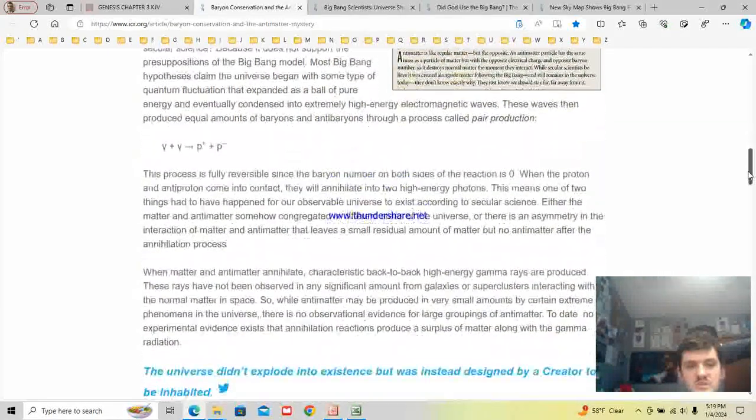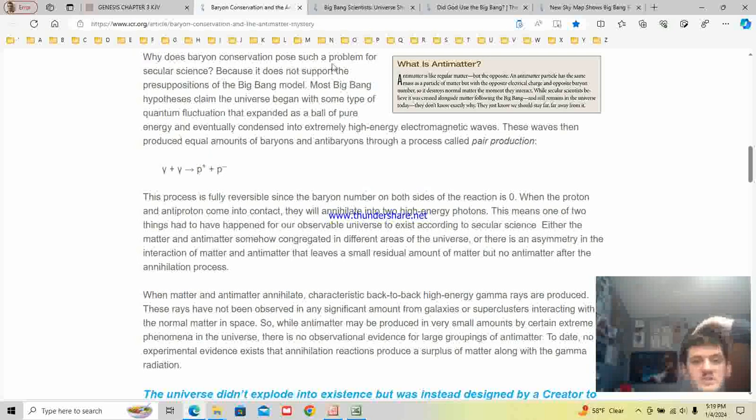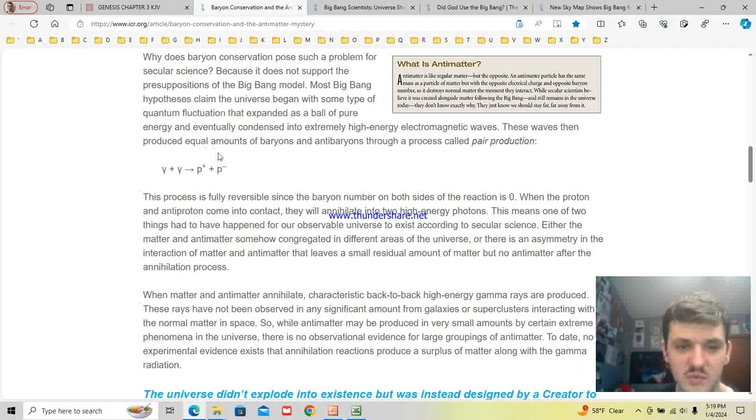The antimatter mystery. Why does baryon conservation pose such a problem in secular science? Because it does not support the Big Bang model. Most Big Bang hypotheses claim the universe began in some type of quantum fluctuation, expanding from a small point of pure energy, potentially condensed into extremely high energy electromagnetic waves. These waves then produce equal amounts of baryons and antibaryons through a process called pair production. This process is fully reversible since the baryon number of both sides of the reaction is zero.